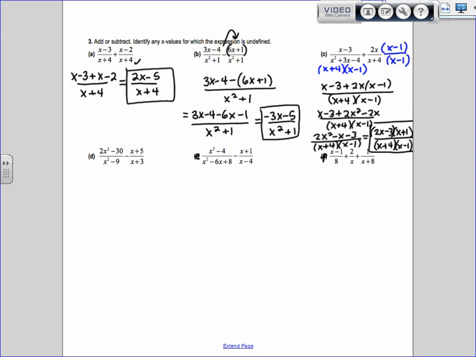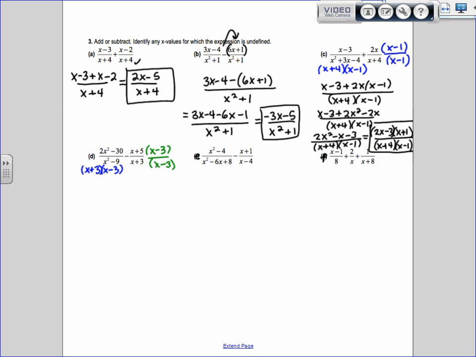All right, so D. So I have (2x squared minus 30) over (x squared minus 9) minus (x plus 5) over (x plus 3). I don't have common denominators. I know that this first denominator factors into (x plus 3)(x minus 3). So that means that I need an x minus 3 on the second fraction, x minus 3 over x minus 3.